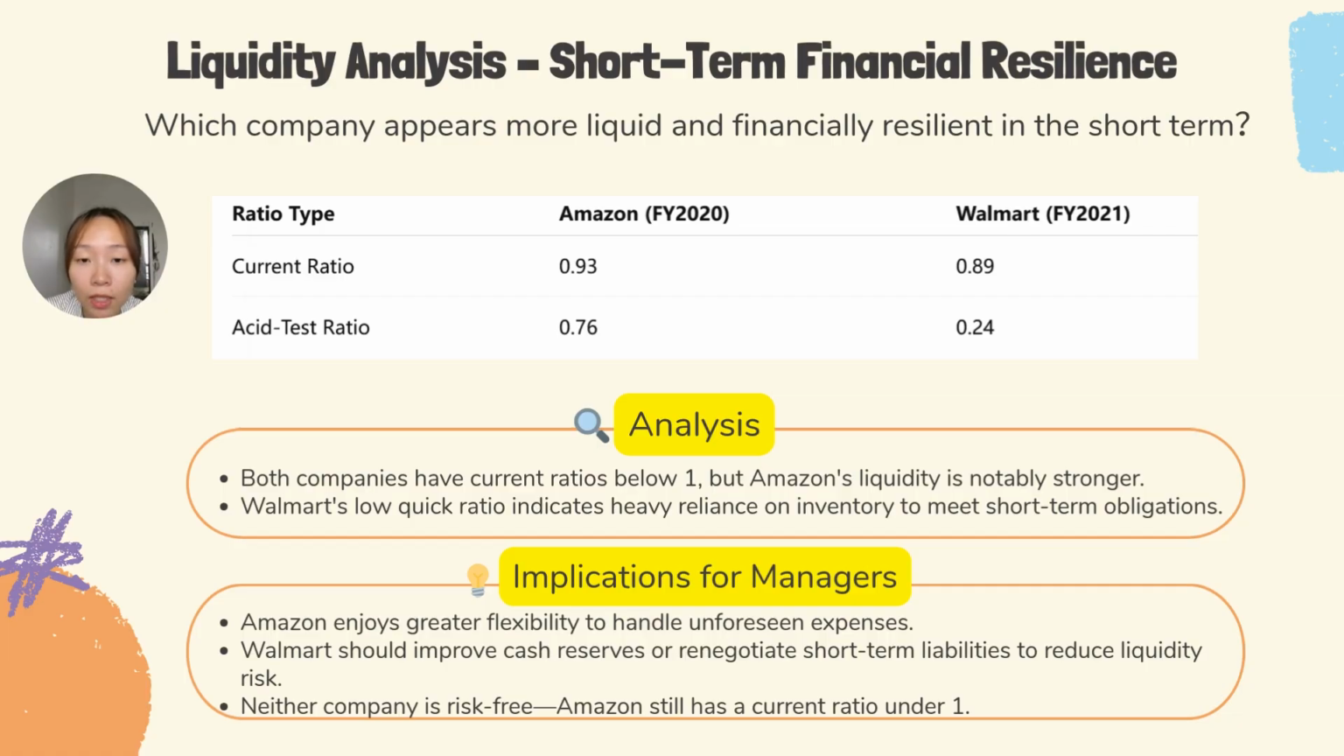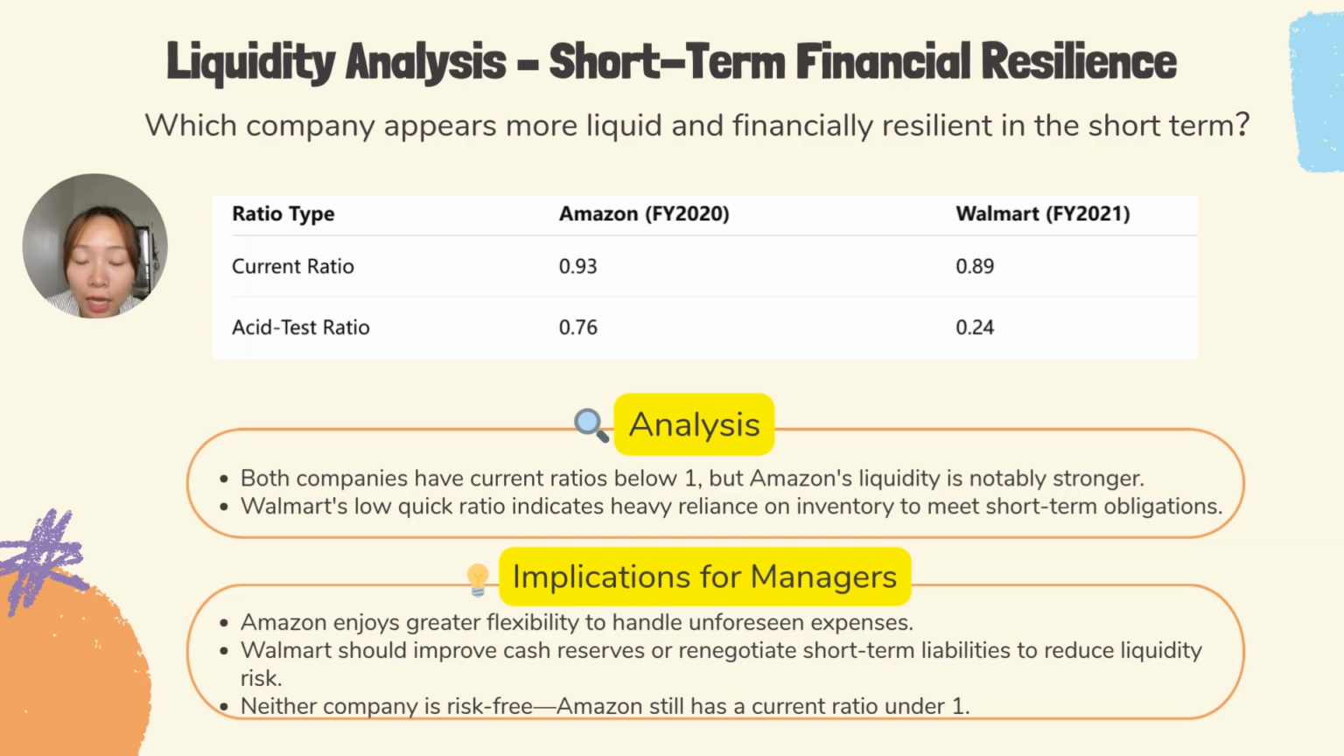So using the balance sheet data from Exhibit 1, we can calculate two key liquidity ratios, the current ratio and the acid test ratio, also known as the quick ratio. Both Amazon and Walmart show a current ratio below 1, meaning their current liabilities exceed their current assets. However, Amazon demonstrates stronger short-term liquidity with a current ratio of 0.93 and an acid test ratio of 0.76. In contrast, Walmart's ratios are lower at 0.89 and 0.24 respectively.